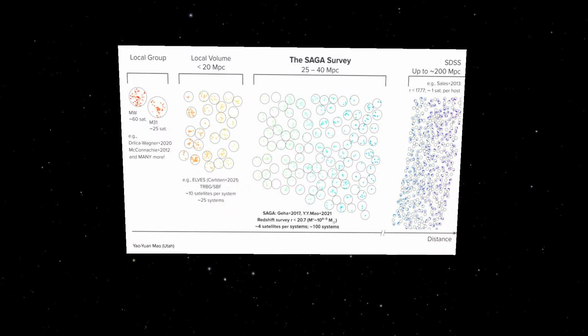I've been working on a really fun project over the last 5 to 6 years called the Saga Survey, where we've tried to find 100 galaxies that look very similar to the Milky Way and identify as many of their satellite galaxies as we could. And we've actually found about 380 satellite galaxies around siblings of the Milky Way in that survey so far. And that's going to help us put the Milky Way into better context.